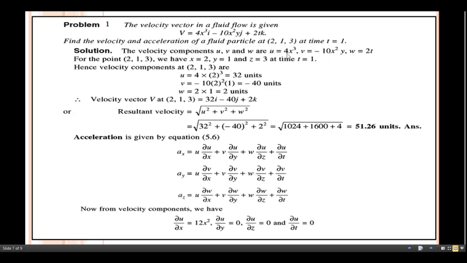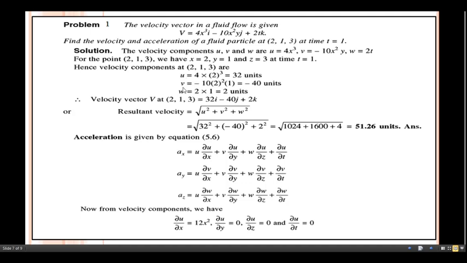So what about u? We have u equal to 4x cube. What is the value of x? It is 2. So substitute the value of x as 2 and calculate to get the value of small u. So the velocity along the x direction we get in this way: 32 units.